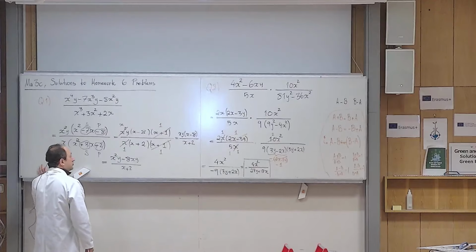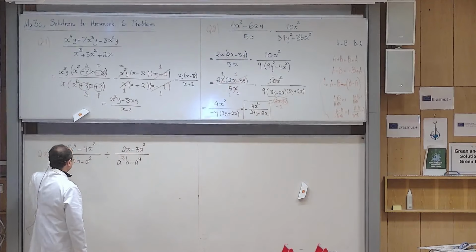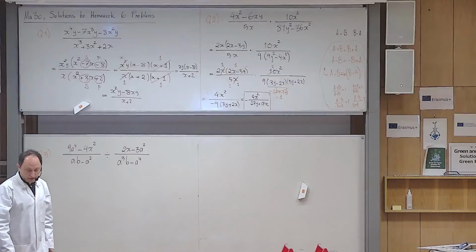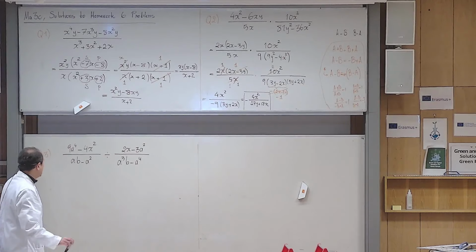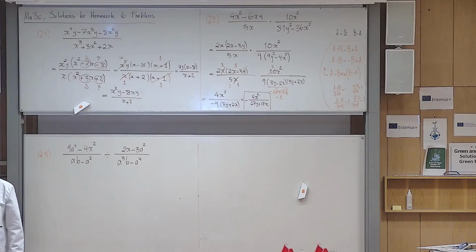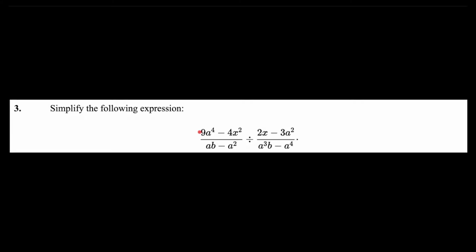And finally, problem number 3. We go here. We know the rule. For problem number 3, let me also show it here. We are supposed to simplify the following expression, but this one is division. But you know that division is 1 step more than multiplication. You just write it as multiplication and swap the second fraction. So this is the problem.